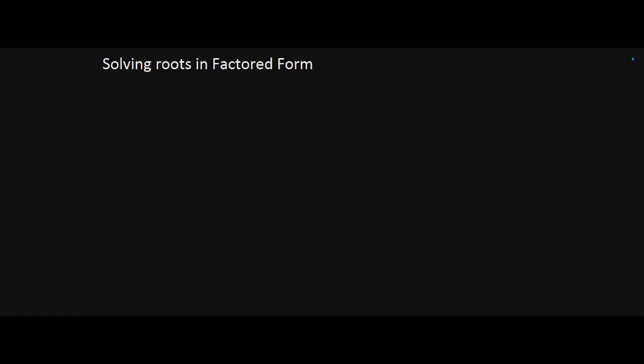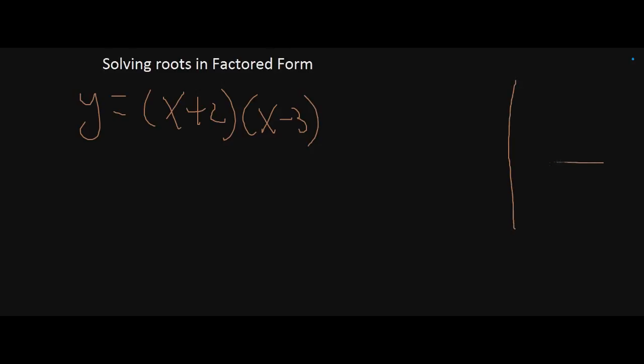We are going to be learning how to solve roots in factored form. So this is Q2, and let's do something like y is equal to x plus 2 times x minus 3. If we were to graph this, we can solve this very nicely because if it's x plus 2, does that move to the left or to the right? Remember, it's always the opposite, so it moves to the left, so it'll be negative 2. And x minus 3 is going to move to the right 3.